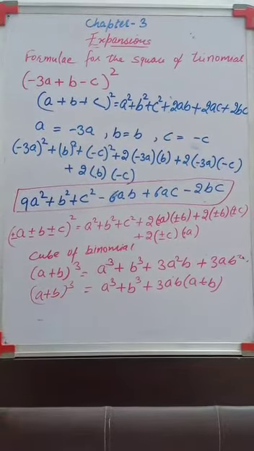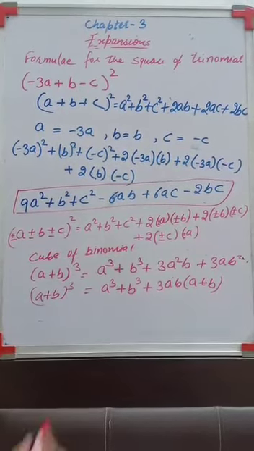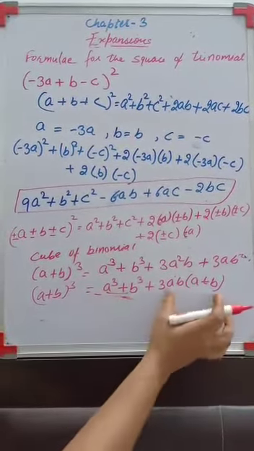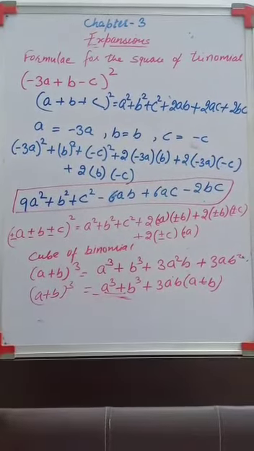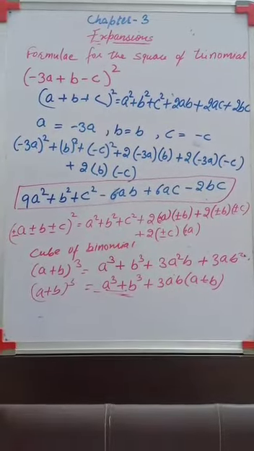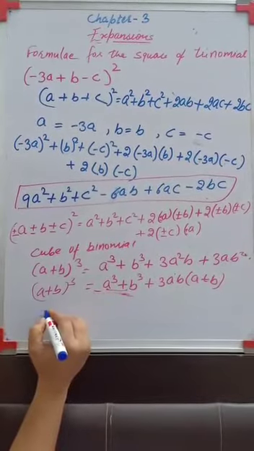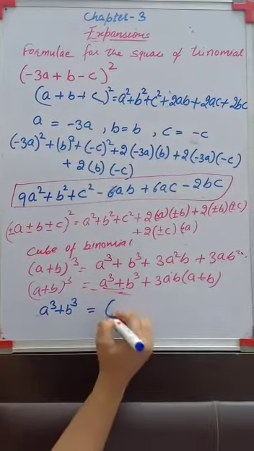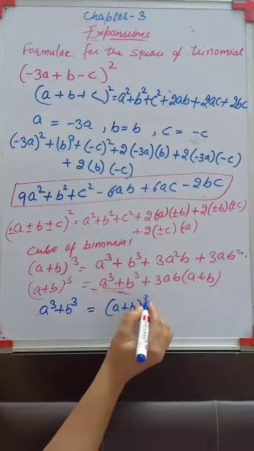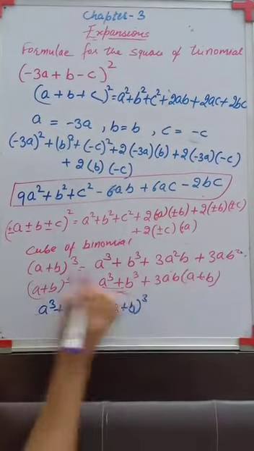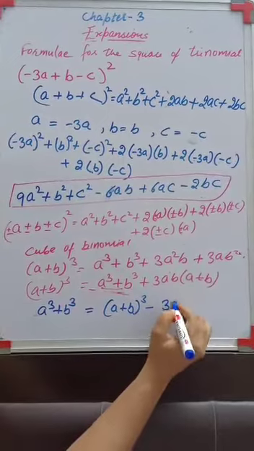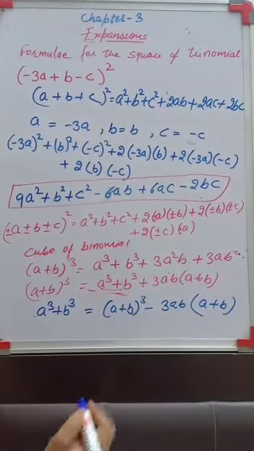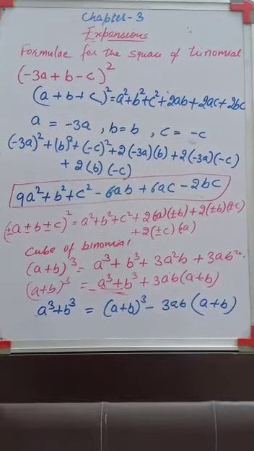Now if I want to calculate a cube plus b cube only, I want to calculate this value. So what do I need to shift? I need to shift the whole terms this side. So what will I get? I will get a cube plus b cube is equal to (a plus b) whole cube. Here it is plus, when it is shifting over it will become minus 3ab into (a plus b). This is the formula for a cube plus b cube.